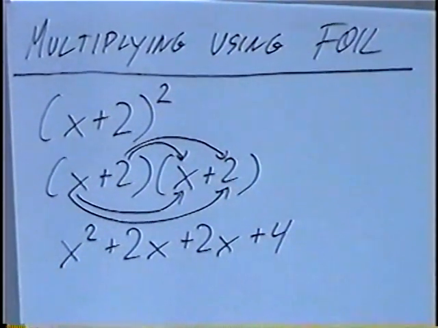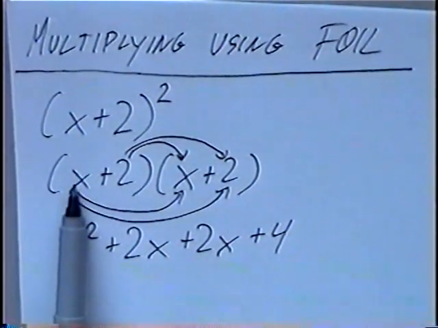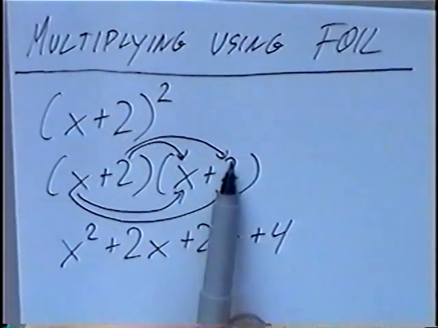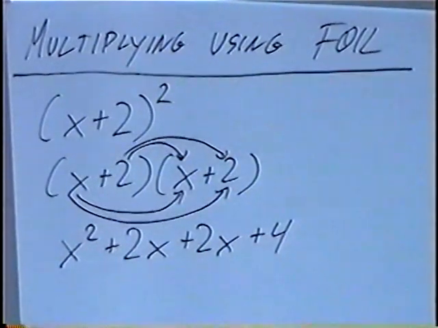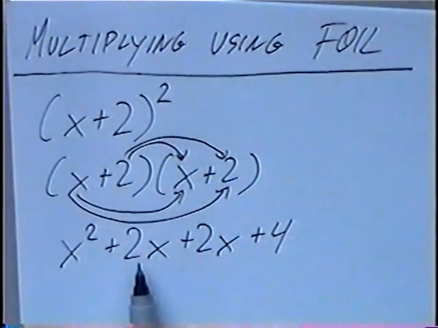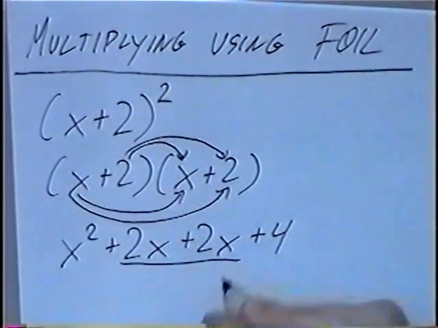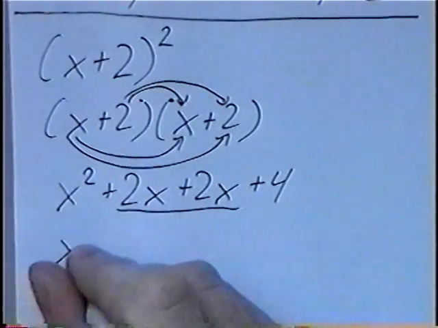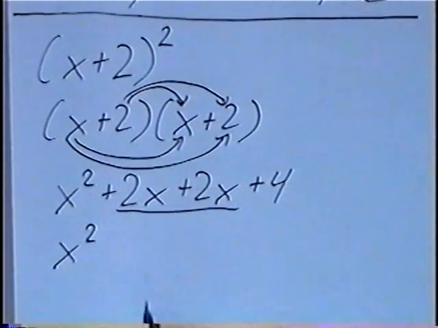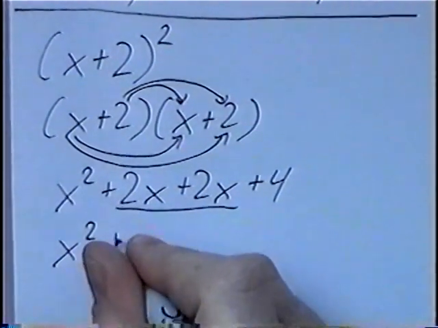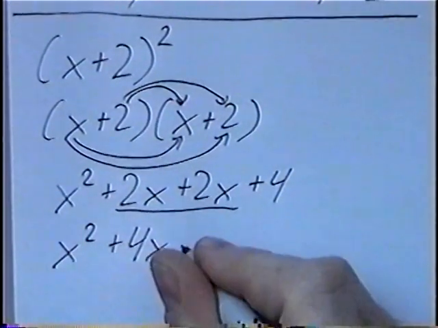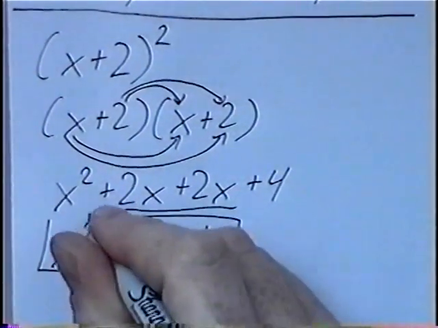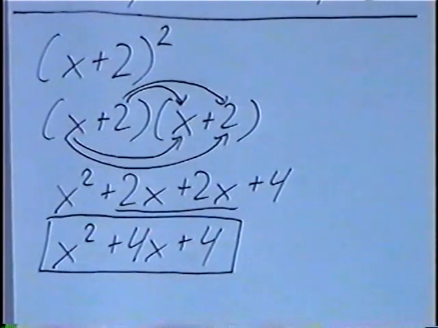Again, multiplying using FOIL basically takes the first term, multiplying that twice, and takes the second term, multiplying that twice. Whenever you have the same parentheses twice, the middle two terms will match up and be the same term, and we'll be able to combine like terms. So our final answer would be x squared. 2x plus 2x would be 4x, and plus 4 would stay the same. So our final answer, x squared plus 4x plus 4.